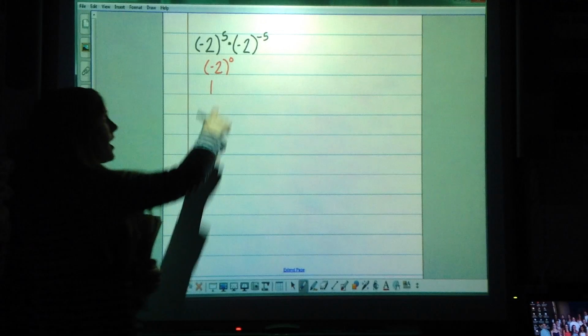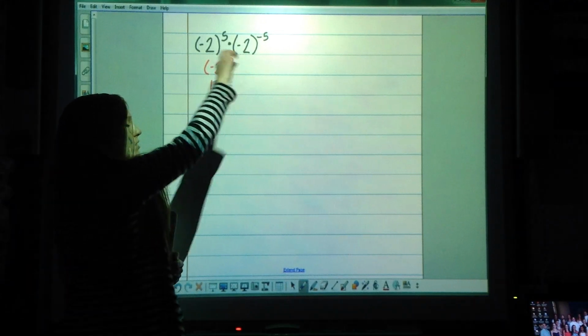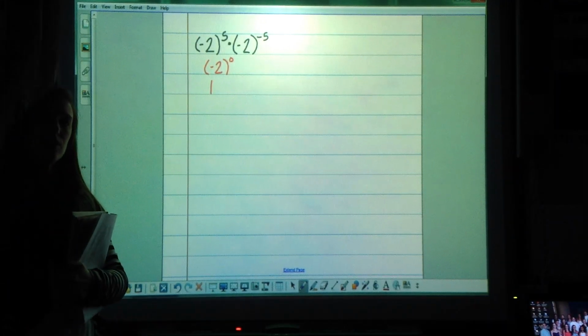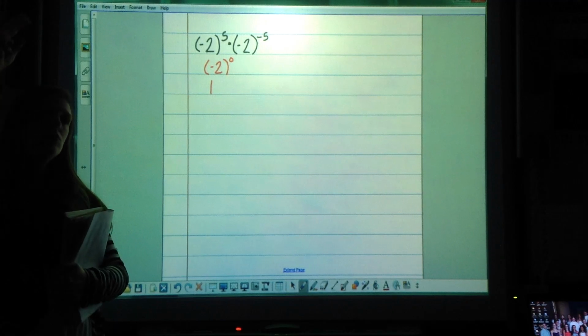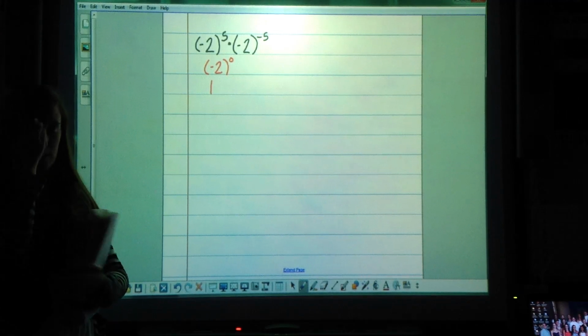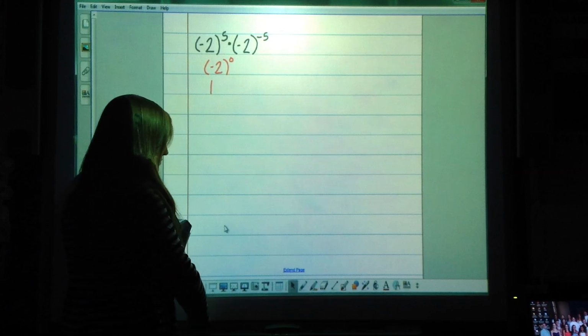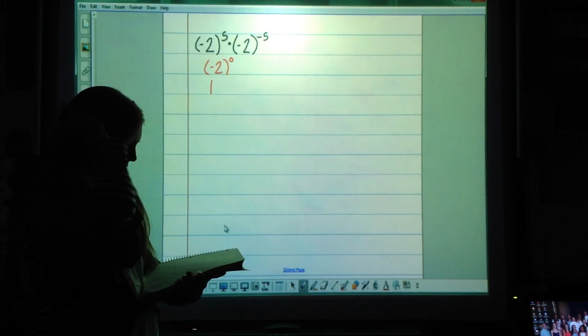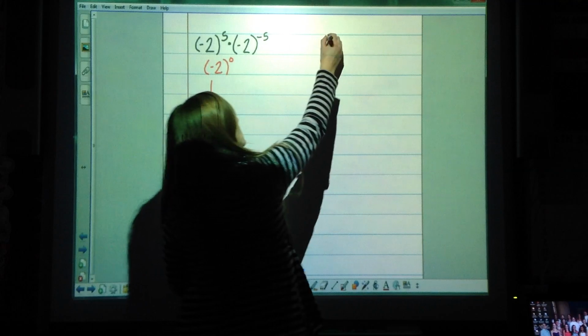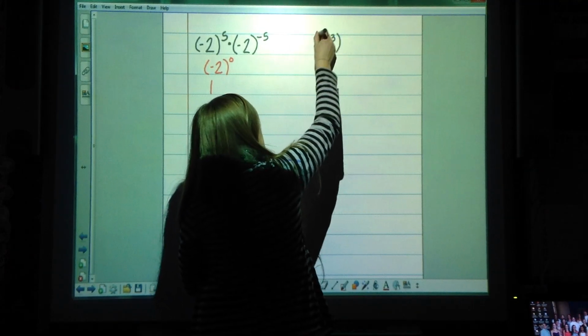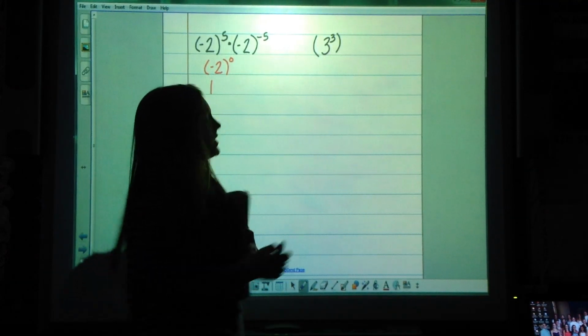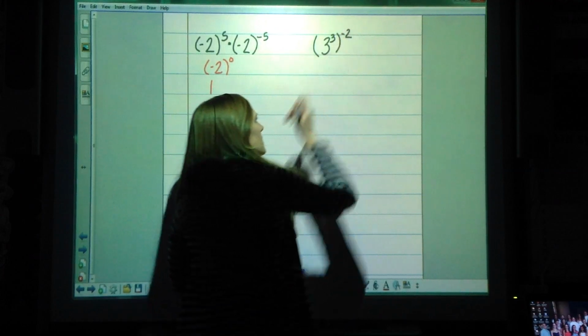Yes. You could find the reciprocal of this. You could have the fraction -2 to the 5th over -2 to the 5th. You could subtract your exponents and you would get the same answer. Next, 3 cubed, and that whole thing has a -2.